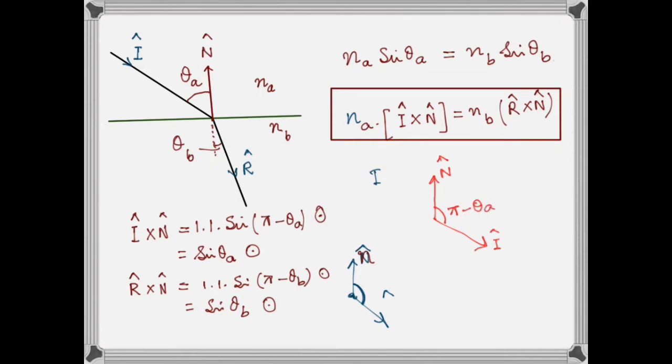So therefore, i cross n is 1 times sine of pi minus theta a. And if you use the right hand rule, if you turn your right hand fingers from i vector to n vector, your thumb will point outwards, so its direction is outward. Similarly, if you apply r cross n, the angle between r vector and n vector is pi minus theta b, and so it will come out sine theta b, and the direction of this is also outward.